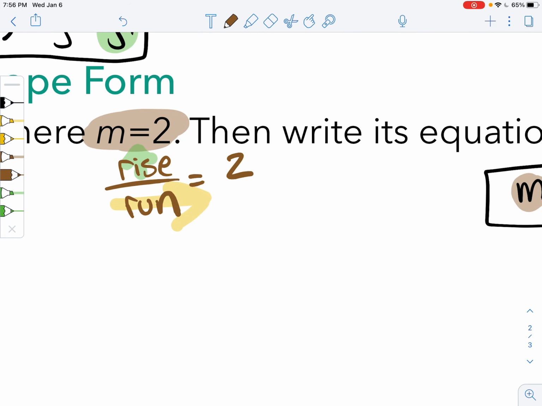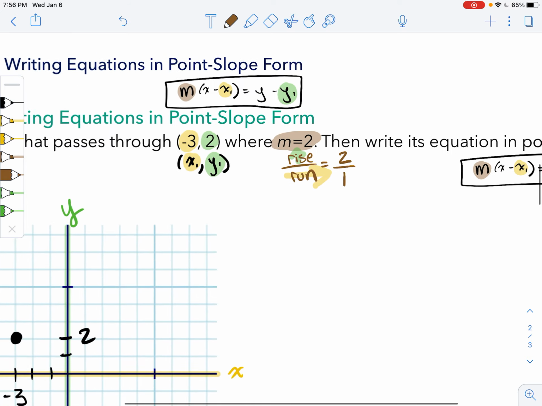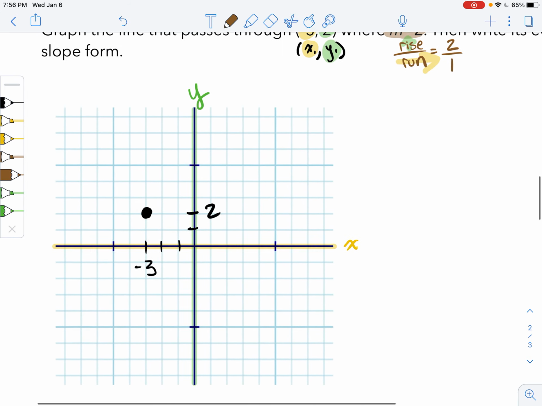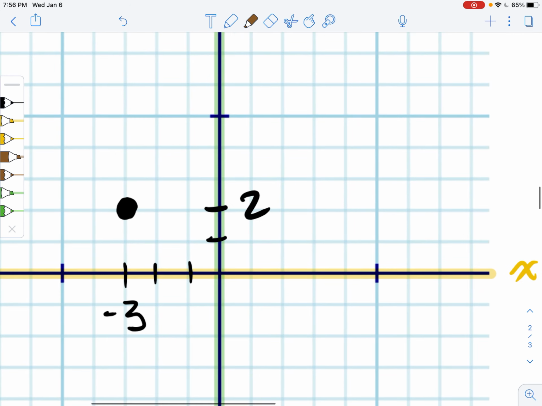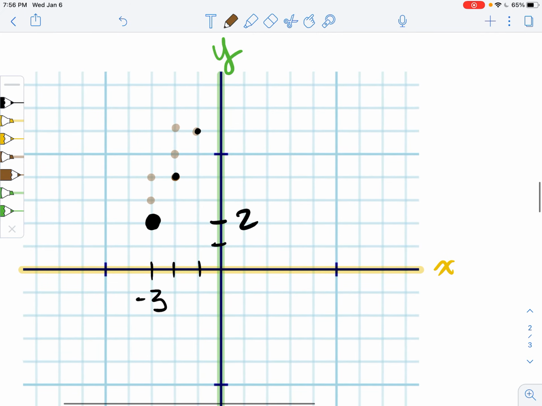Remember, you can write 2 as 2 over 1. So we go up 2 over 1. I'm going to draw myself a little path right here. Go up 2 over 1, and that's where my point is going to be. And then we need to go up 2 over 1. It's got another point right here. And then we go up 2 over 1. So we've got another point right there.